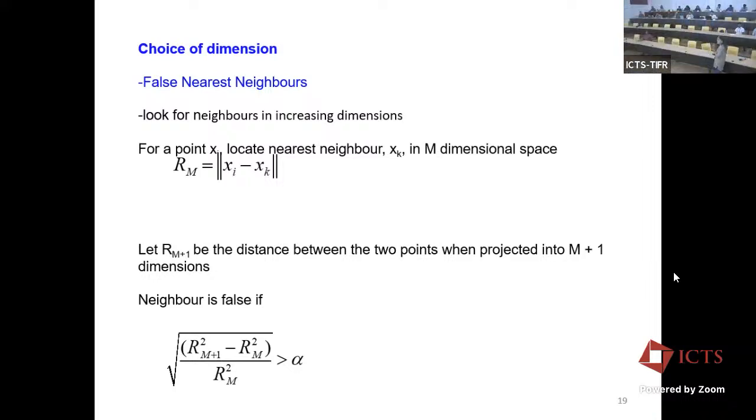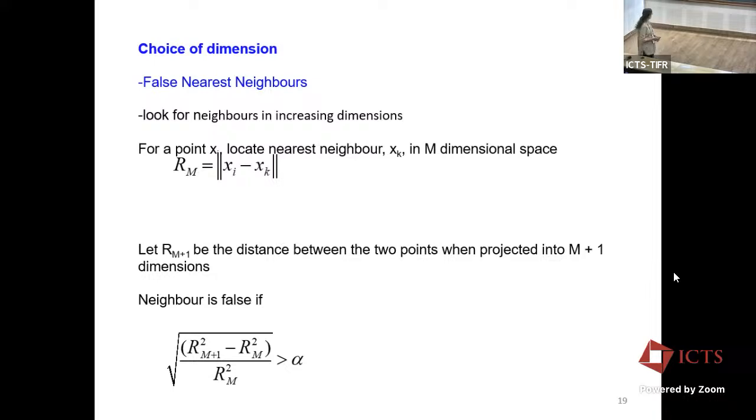You calculate the distance between two points, let us say i and k, the nearest neighbor k. For every point i, locate the nearest neighbor k in, let us say, m-dimensional space. For example, if you start with m equal to 2, calculate the distance between them as xi minus xk in two-dimensional space. Euclidean distance is okay. We call that quantity Rm. Now you go to the next dimension, m plus 1, and again calculate the same quantity between the same two points in the trajectory. When you reconstruct, you get trajectory points in that higher dimensional space. This will be a plot of xt versus xt plus tau.